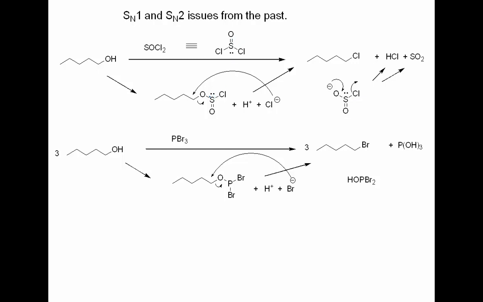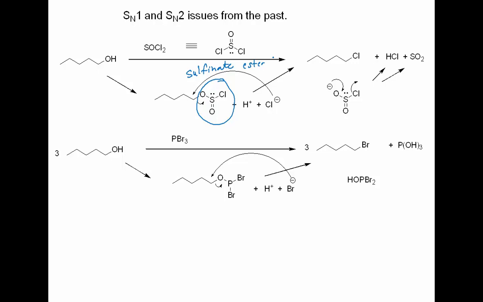And what you're seeing here is that it makes this compound known as a sulfinate ester, which is a reasonably good leaving group. Chloride comes along and does an SN2-like displacement of this, making SO2, sulfur dioxide, and HCl.